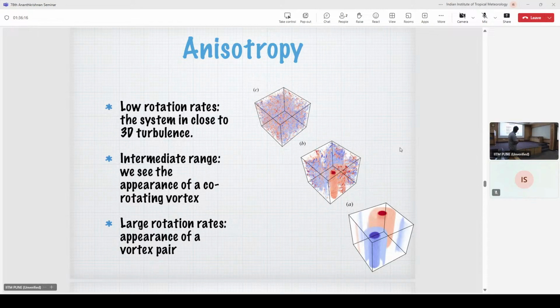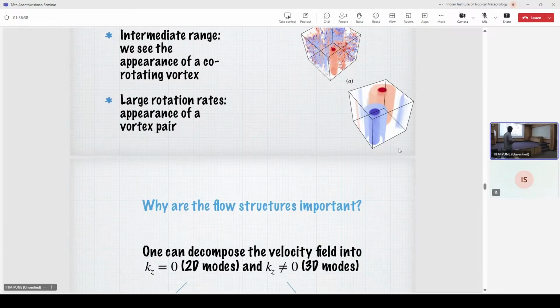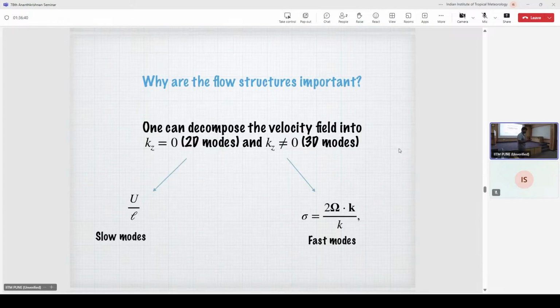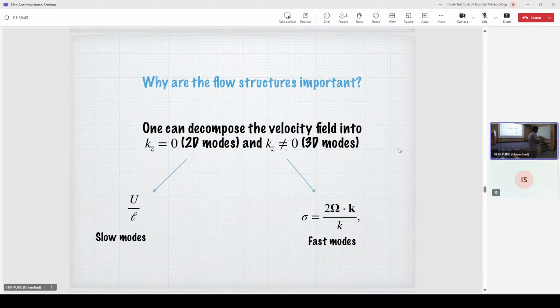So this is the co-rotating vortex that you see at intermediate rotation rates, and around it you see all the small turbulent structures which are reminiscent of 3D turbulence. And if you keep increasing the rotation rate, we see two strong columnar vortices set up, and you can also see this wave-like pattern which represents fluctuations of these columnar vortices. So as you increase the rotation rate, the turbulent structures themselves change because of rotation.